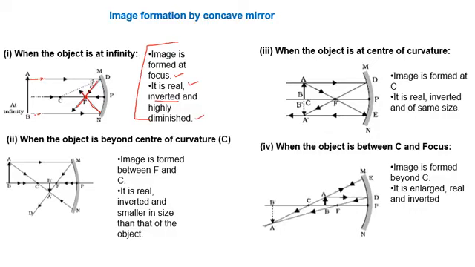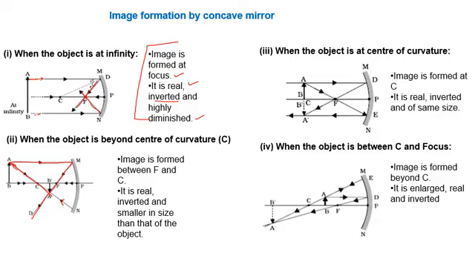Coming to the next diagram, here the object is now beyond C, on the principal axis, not at infinity. We take two rays coming out from the top of the object. After reflection, this ray passes through the focus, and the second ray I will draw through the center of curvature. Whenever the ray passes through the center of curvature, it goes back along the same direction.